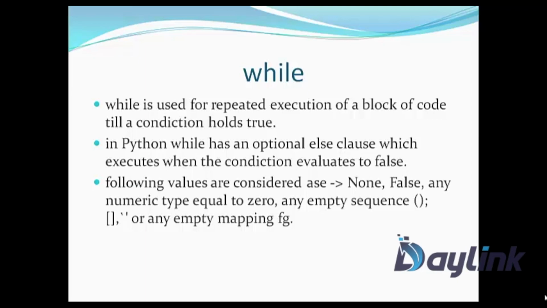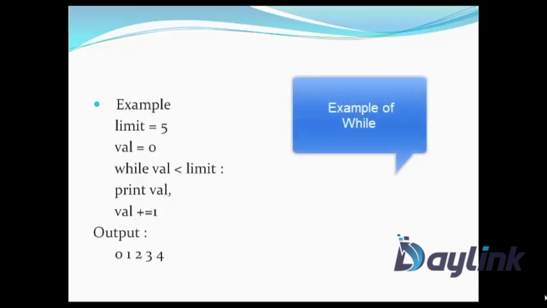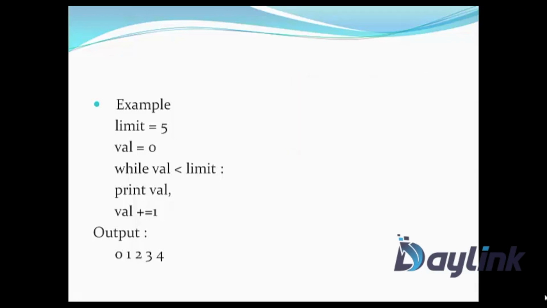The following values are considered false: None, False, any numeric type equal to 0, any empty sequence, or any empty mapping. For example, limit is equal to 5, val is equal to 0, then put a condition: while val less than limit and colon, then print val, val is equal to val plus 1. So our output is 0, 1, 2, 3, and 4.